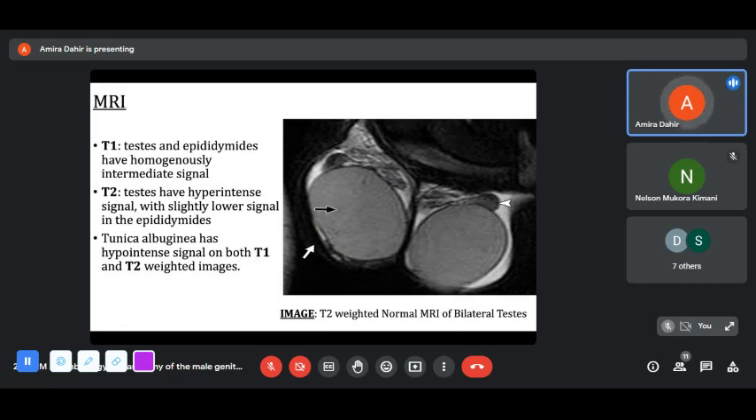On MRI, T1 weighted, the testis and the epididymis have homogeneously intermediate signal. And on T2 weighted, the testis has hyperintense signal with slightly lower signal in the epididymis. Tunica albuginea has hypointense signal on both T1 and T2 weighted images.